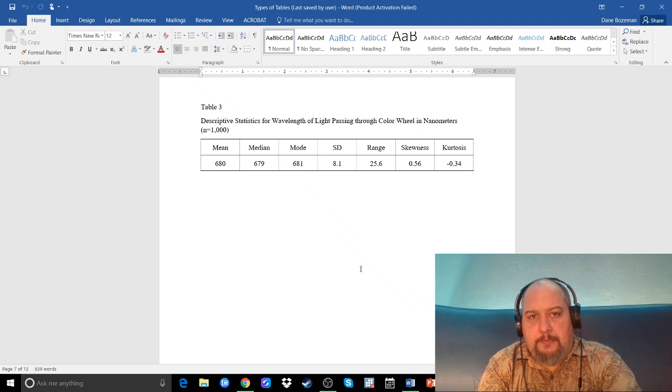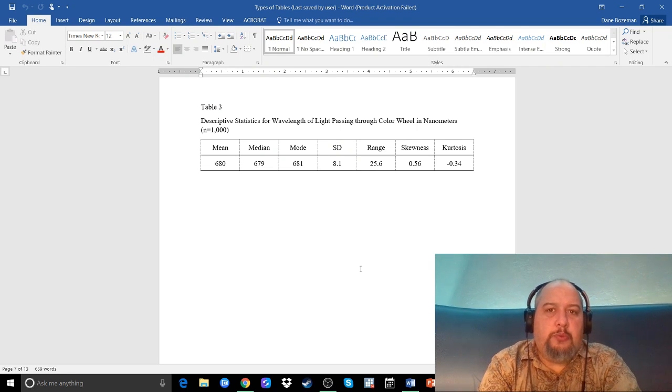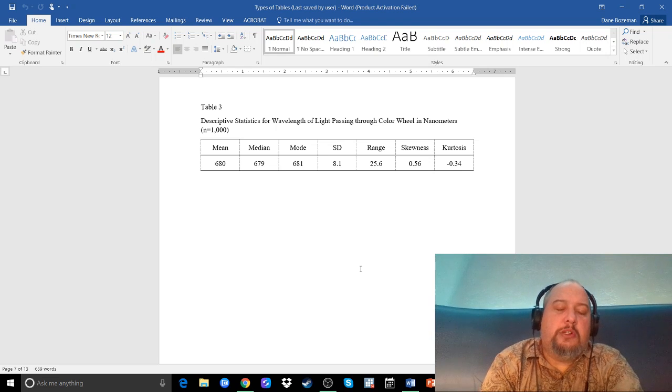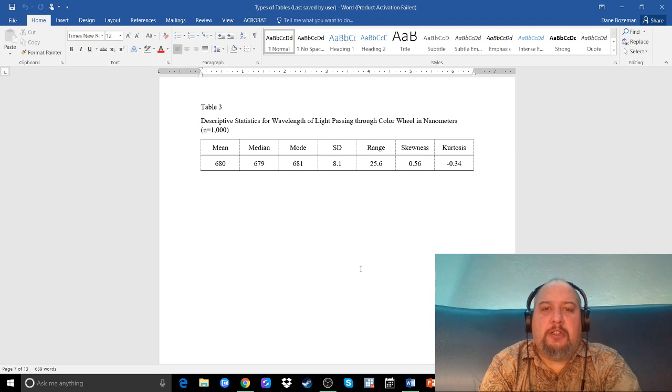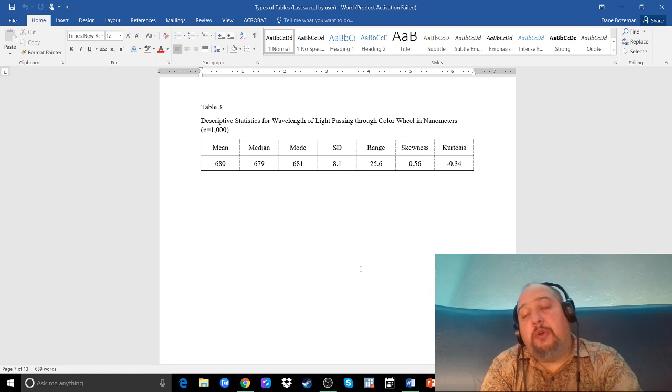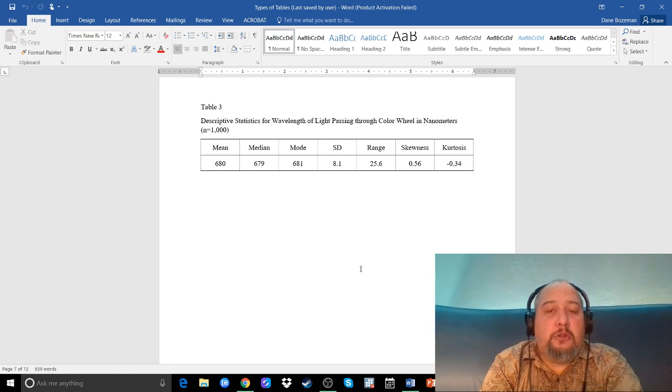Well, the first thing we need to understand is when we use the term descriptive statistics, we are generally referring to continuous data. So the reality is descriptive tables are typically analogous to a frequency distribution table where we're using categorical data. So if we have continuous data, we typically put that in a descriptive table.